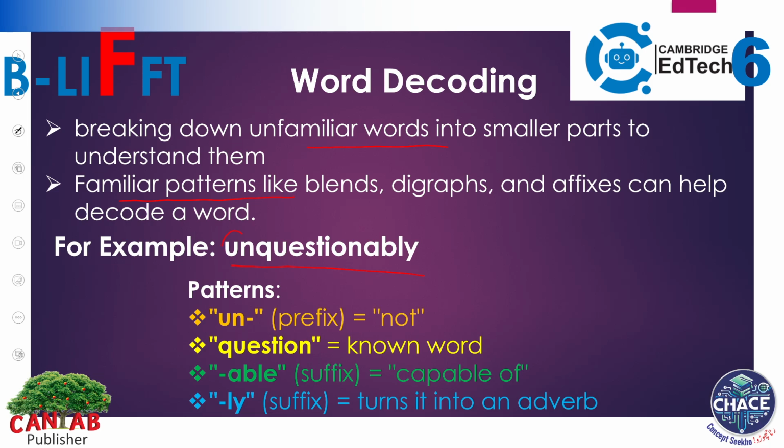First, we can see there is a prefix in it. Un means not. Then we have a word which is known to us, which is question. Able is also a suffix which means capable of. And lastly, we have the suffix ly which turns a word into an adverb. What does unquestionably mean? That means something that cannot be questioned.